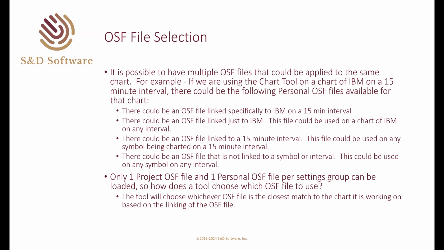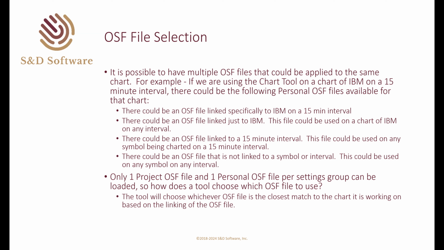So if we tell TradeStation to bring up a chart of IBM on a 15-minute interval, and the chart tool is invoked, it's going to find out from TradeStation what the symbol is and what the interval is. And then it's going to look at the available OSF files and see if it can find one that's linked to the same symbol and the same interval. If it can find one, that has the highest priority. So if it finds a match there, it's done and it's not going to look for others.